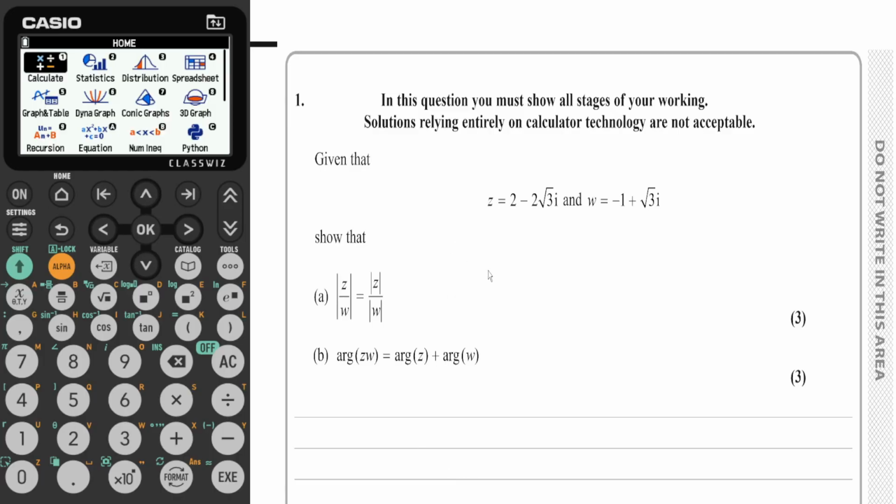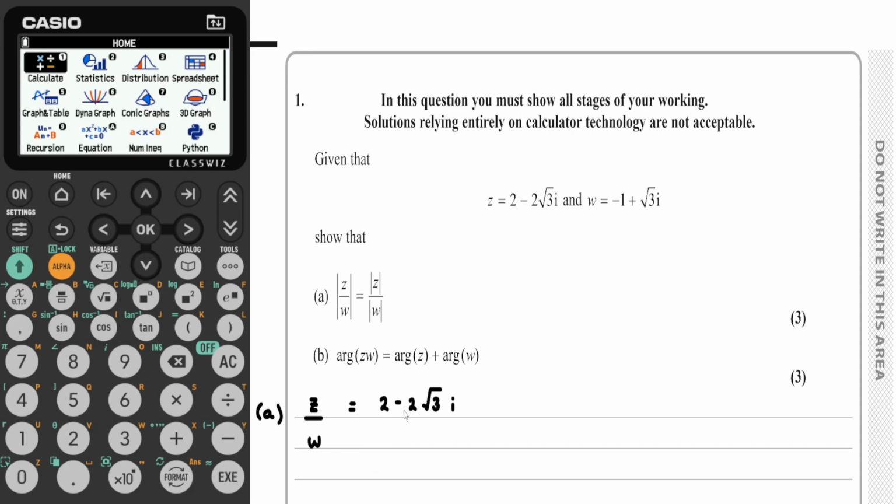Question number 1. Given that z equals 2 subtract 2 root 3i and w equals negative 1 plus root 3i, show that for part A, the mod of z over w is equal to mod of z over mod of w. Let us begin by working out what z over w is.